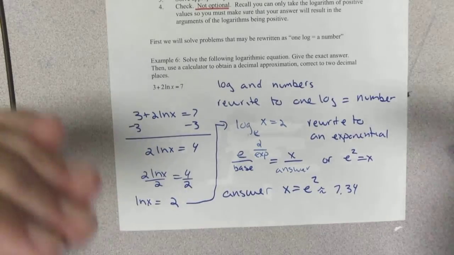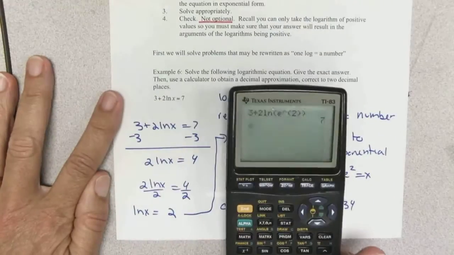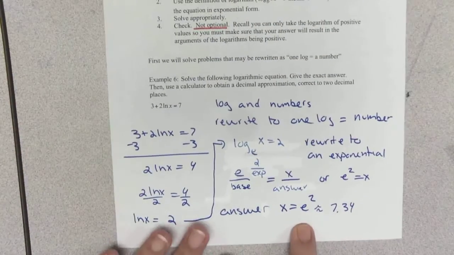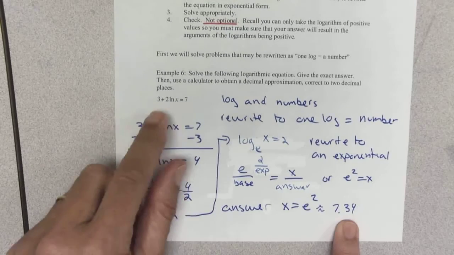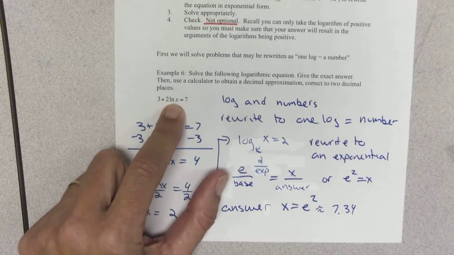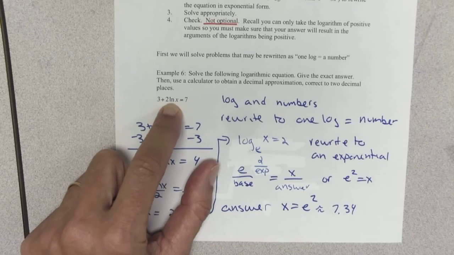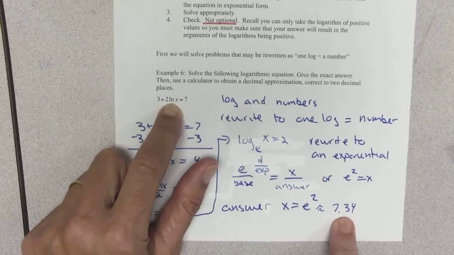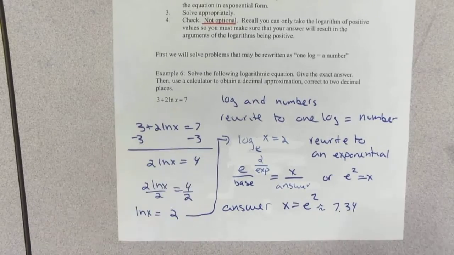You can get by with this if you're fairly confident with your work. If you don't have the time to fully check it, look at your answer, e squared, which is about 7.34. Take that number, go back up here and ask, will I be taking logs of positive values? So I look up here, natural log x. Yes, 7.34, that's positive. Natural log of a positive answer, I'm probably right.